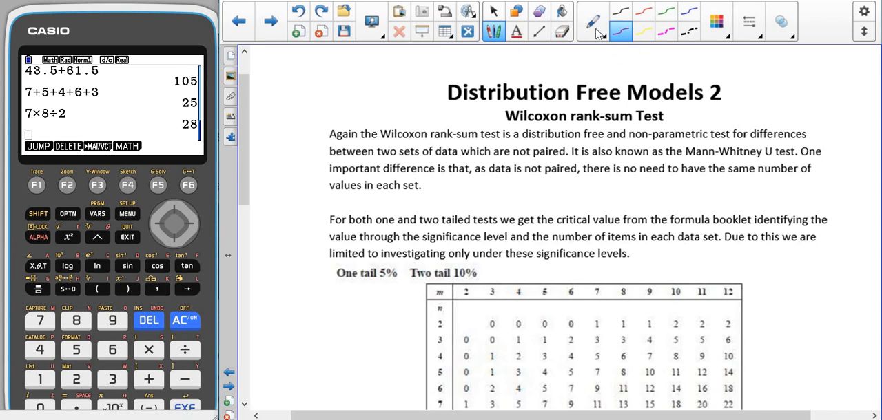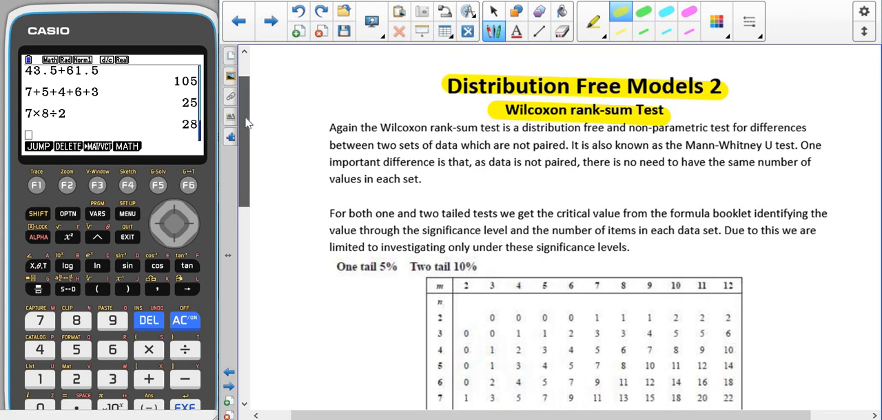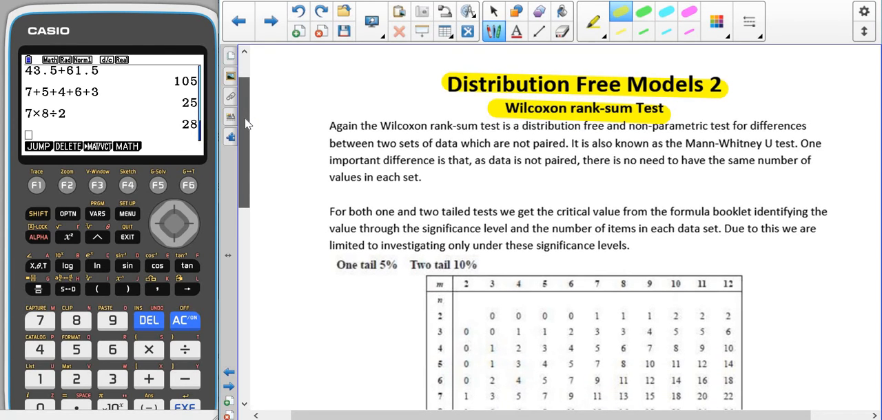So now we're going to have a look at our last distribution free test. Remember that we've already had a look at the sign test for single and paired data, the Wilcoxon rank sign test for single and paired data, and now we're going to have a look at the Wilcoxon rank sum test.